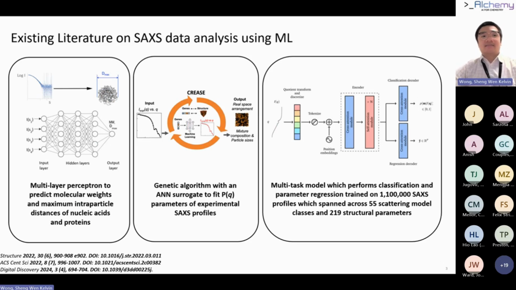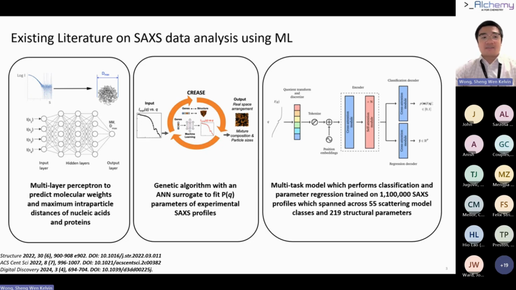In recent years, several groups have explored the use of machine learning for the analysis of SAXS data to perform form factor fitting. The first example I have is a multi-layer perceptron that was used to predict the molecular weights and maximum intraparticular distances of nucleic acids and proteins.